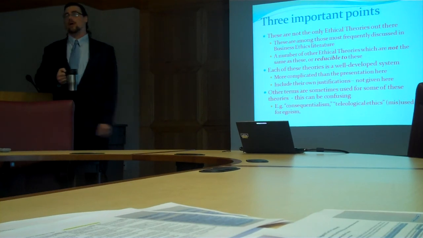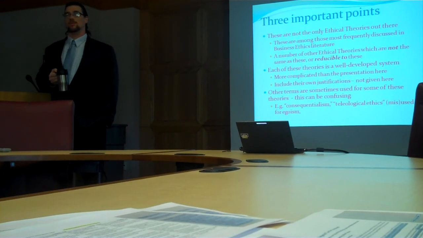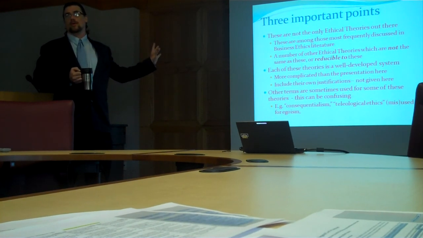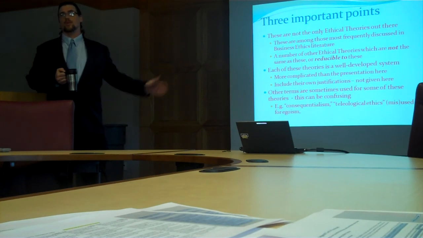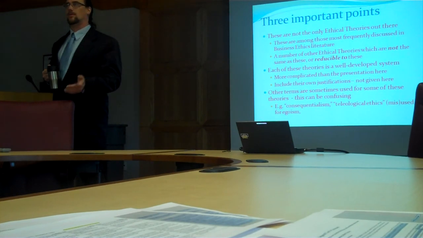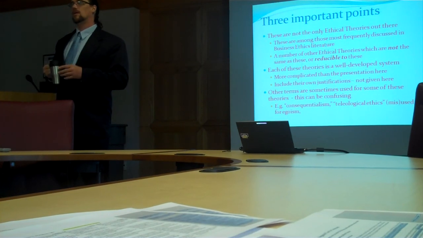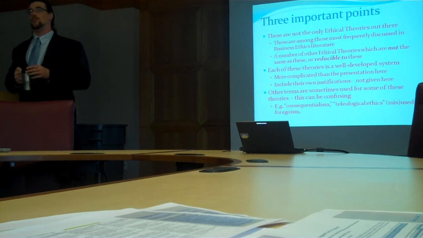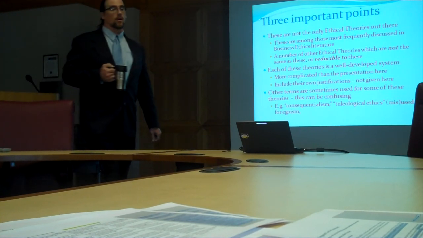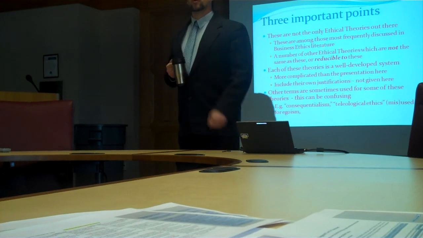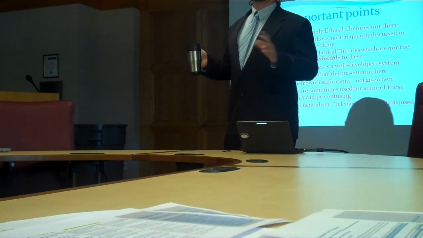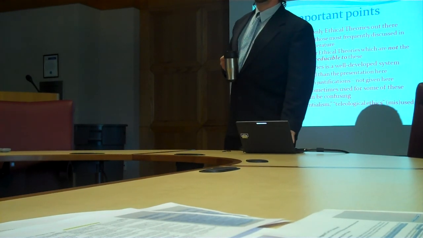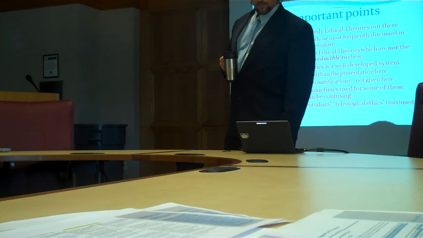One other thing I want to point out: sometimes people use other terms for these theories in rather confusing ways. So they may talk about consequentialism, and you're not sure whether they mean egoism or utilitarianism, which are both types of consequentialism. They'll talk about teleological ethics. Strictly speaking, that should only be used for certain types of virtue ethics. People end up using it in the field of ethics for all sorts of things. And so I actually try to avoid that language because I don't find it very helpful.